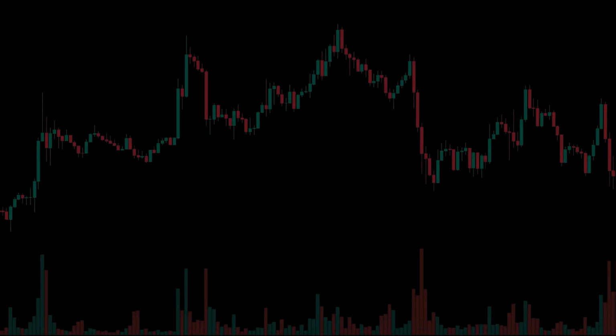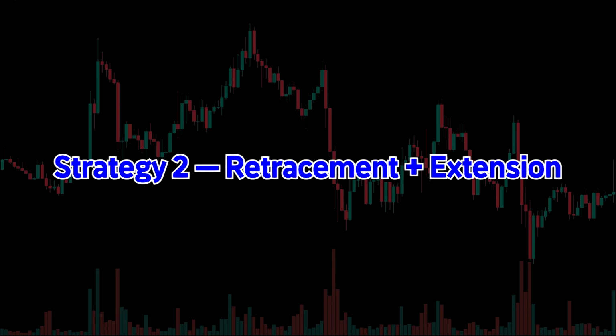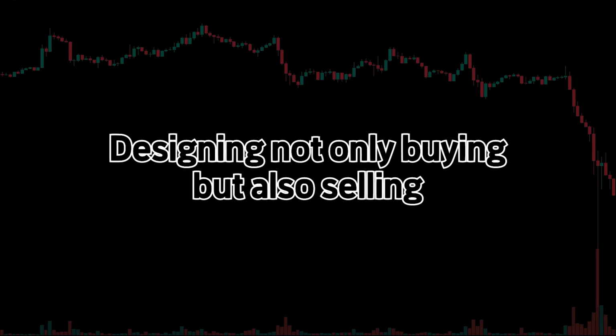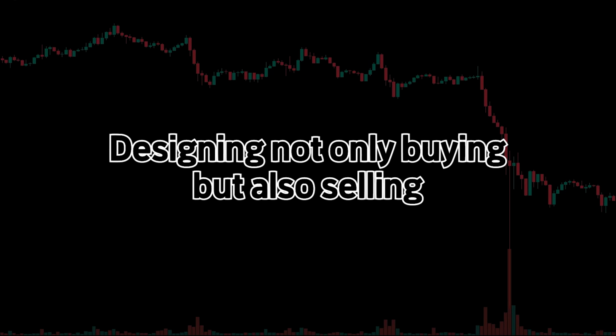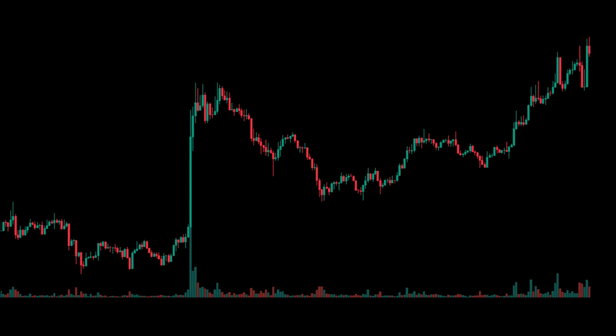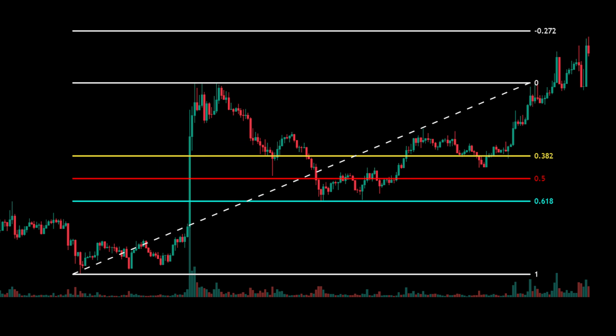Strategy 2. Retracement plus extension. The second strategy uses retracement to find your entry and extension levels to set your profit targets. Instead of using Fibonacci just for entries, this strategy lets you plan both your entry and your exit at the same time. To use this strategy, add the 1.272 and 1.618 levels in your Fibonacci settings. Make sure to enter them as negative values, -0.272 and -0.618, so they display in the correct position on your chart.